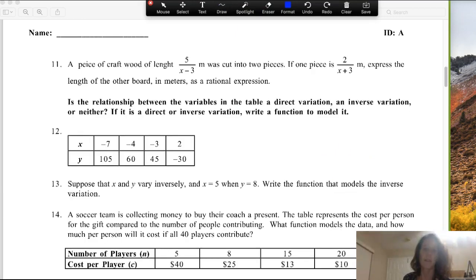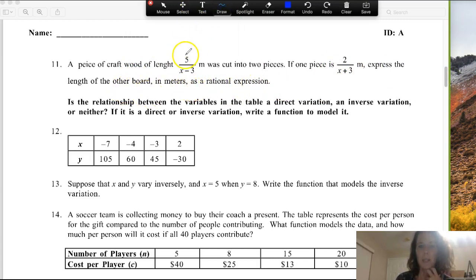A piece of craft wood, length 5/(x minus 3) meters, was cut into 2 pieces. If one piece is 2/(x plus 3), depending on what x is, express the length of the other board in meters as a rational expression.